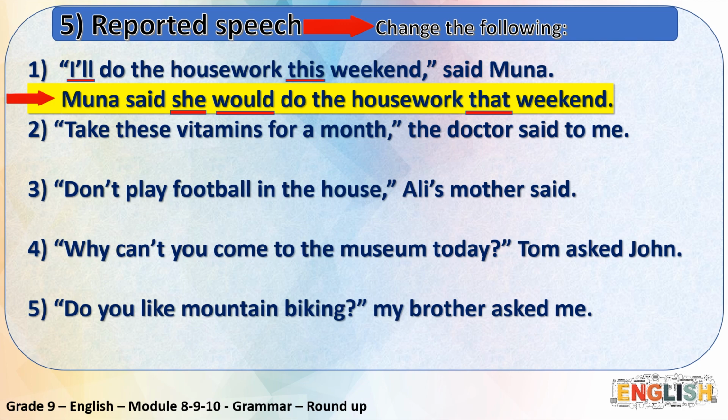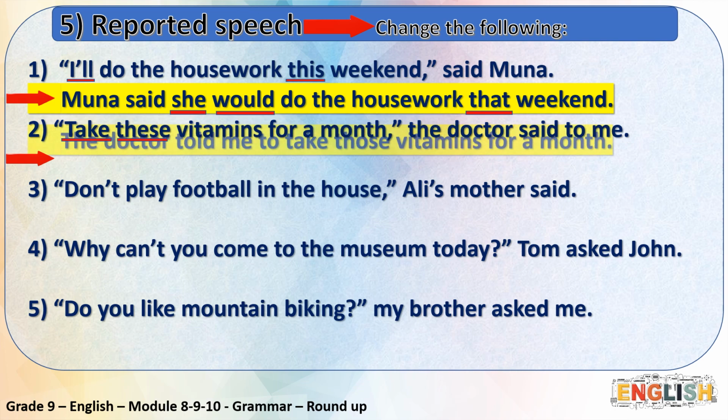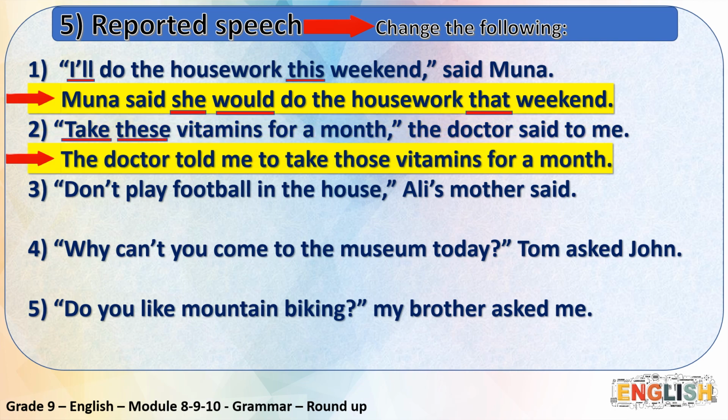Let's now move to the second sentence, which is a command. This command says, take these vitamins for a month, the doctor said to me. This is a command because it starts with the verb take. And if I want to change it into the reported speech, we have to change the verb take and the word these. So it becomes like the following. The doctor told me to take those vitamins for a month. With commands, we have to add the word to before the verb, and we have to change these into those.